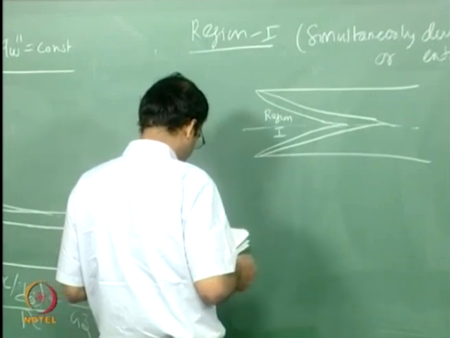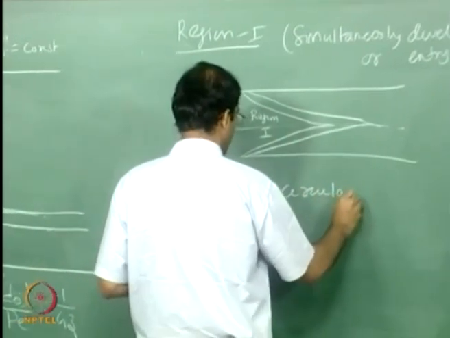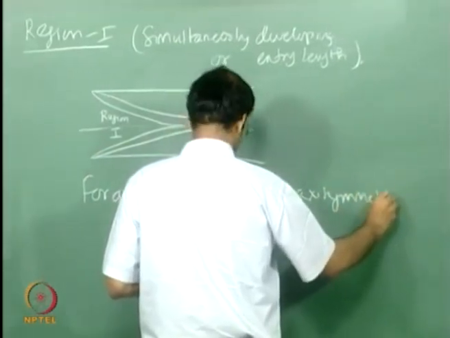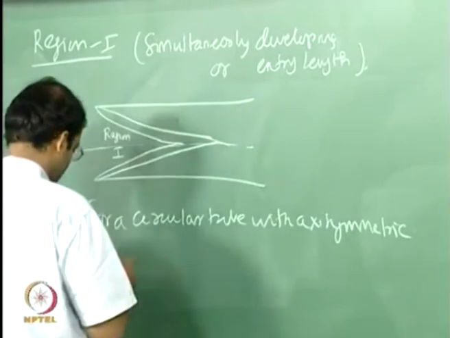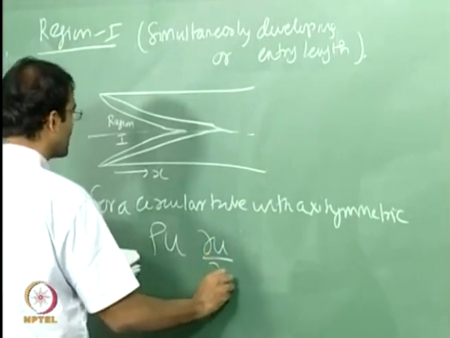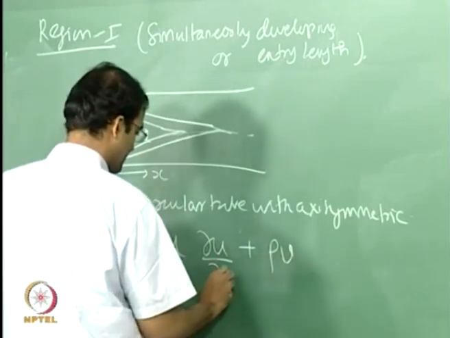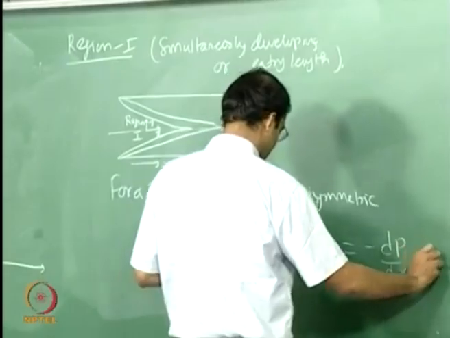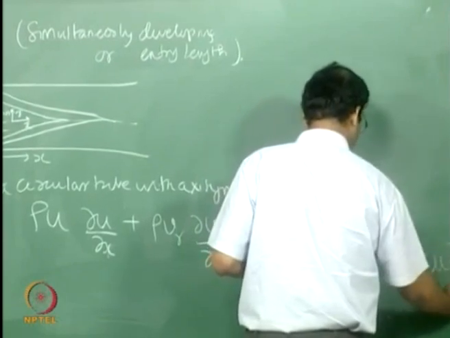Now there are some approximations made to the solution if you say for a circular tube with axisymmetric assumption, okay, so that you neglect your variation with respect to the theta direction, so that is your axisymmetric assumption, you can write your momentum equation in the axial direction, that is rho u du by dx plus rho v into du by dr will be equal to minus dp by dx plus 1 by r d by dr into r mu into du by dr.